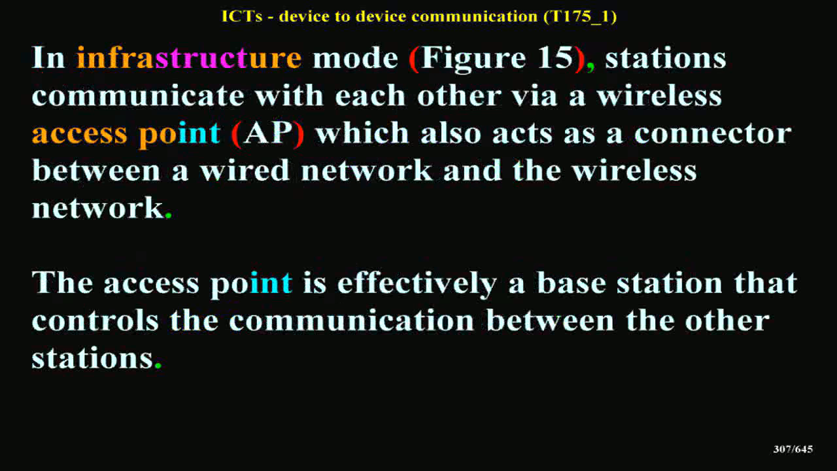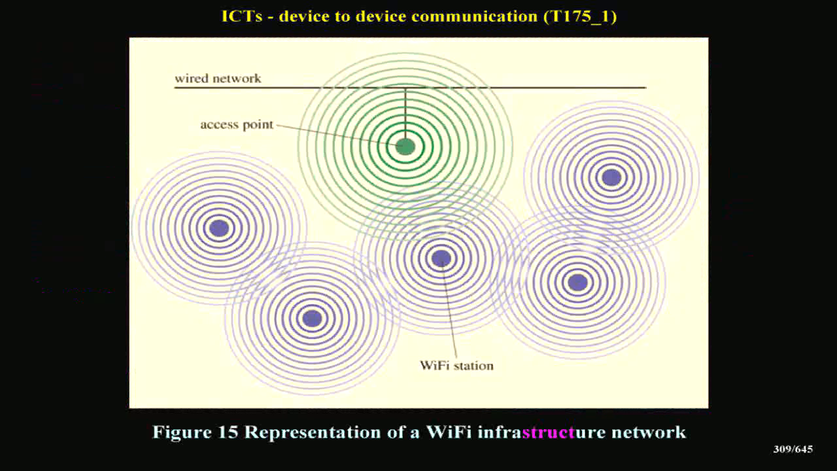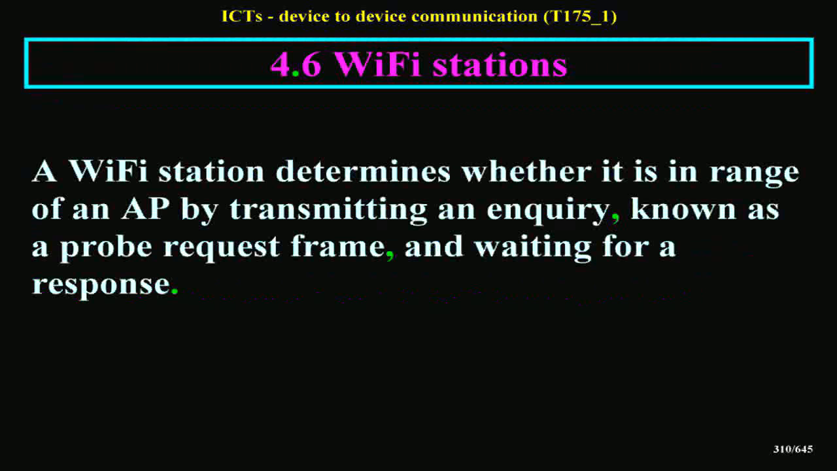In infrastructure mode, Figure 15, stations communicate with each other via a wireless access point (AP), which also acts as a connector between a wired network and the wireless network. The access point is effectively a base station that controls the communication between the other stations. Access points form part of a wired network infrastructure and are not mobile. If you looked up the word infrastructure in your dictionary, the definition given probably used terms like underlying foundation, basic structure, substructure. Figure 15: representation of a Wi-Fi infrastructure network.